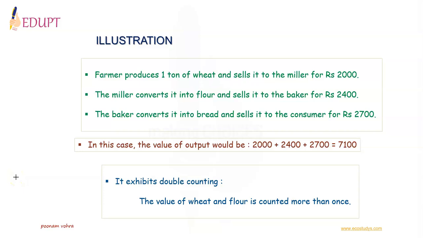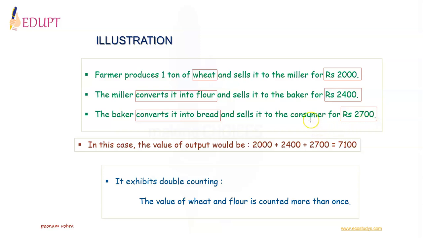Let us understand this concept with the help of an illustration. Farmer produces 1 ton of wheat and sells it to the miller for rupees 2000. The miller converts it into flour and sells it to the baker for rupees 2400. The baker converts it into bread and sells it to the consumer for rupees 2700.